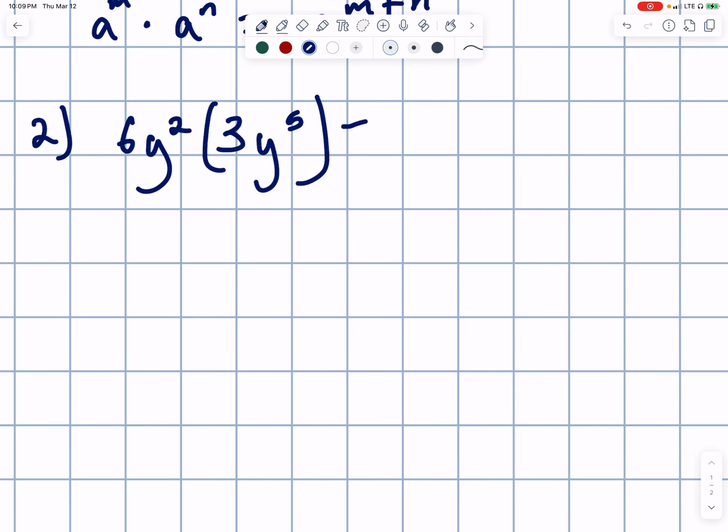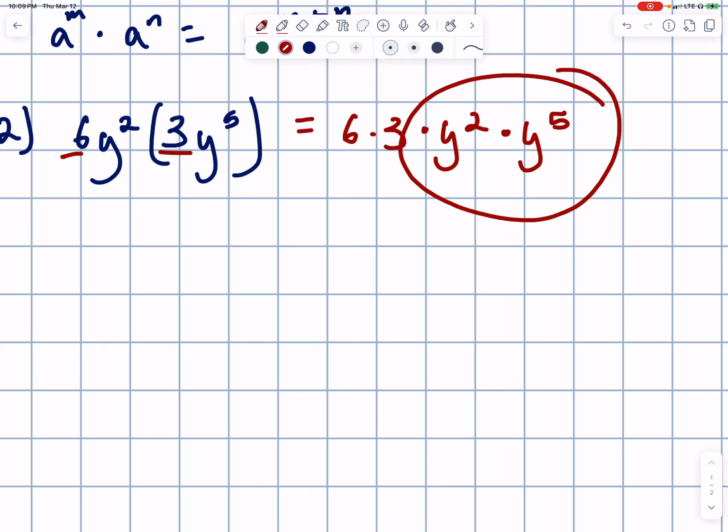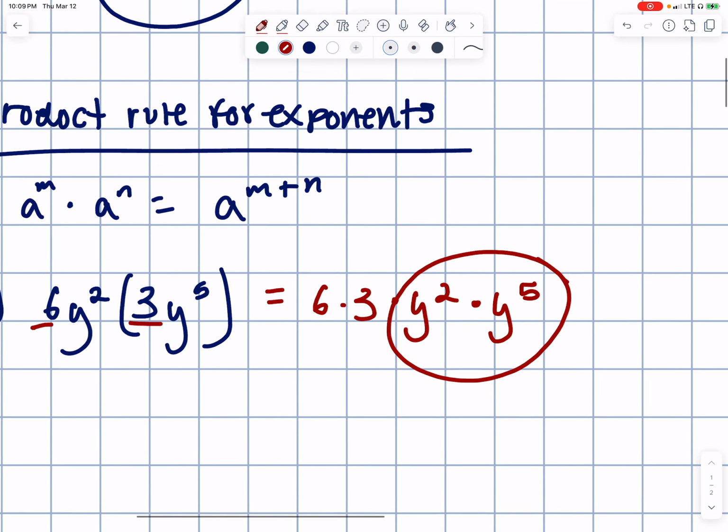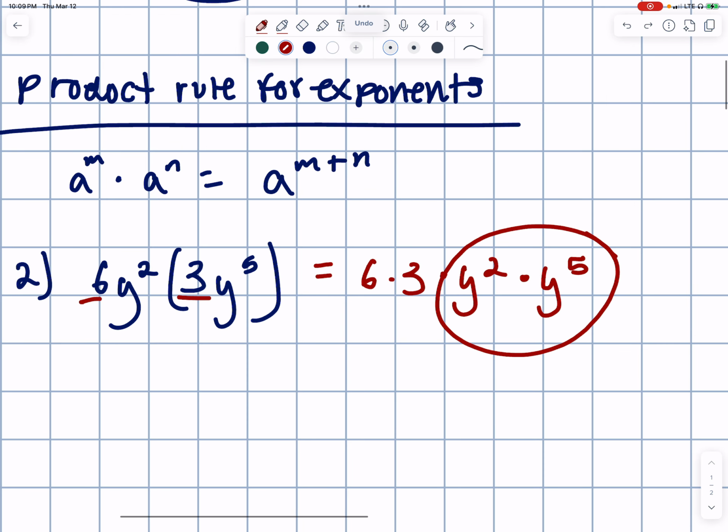And we're going to go ahead and rewrite this. And this is it. 6 times 3. I'm getting my 6 and 3 from that. And what else do we have? What's left? We got y to the second and y to the 5th. Now this, just looking at that, now that belongs to the product rule for exponents.